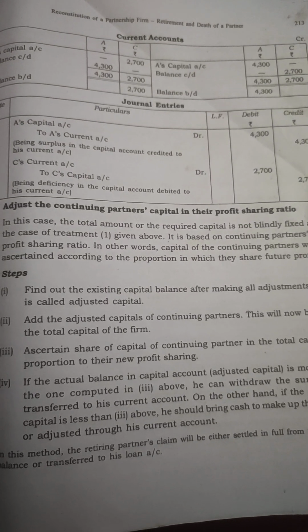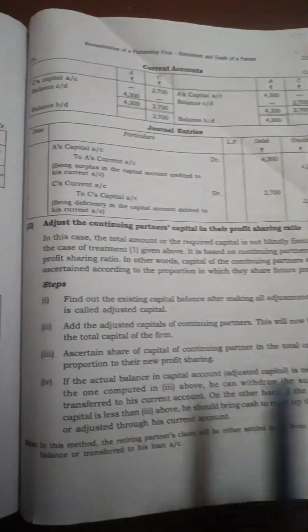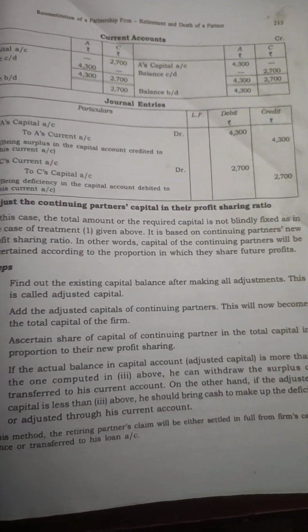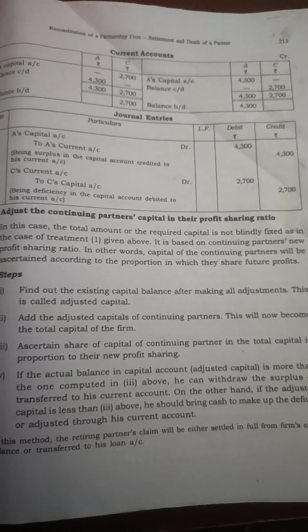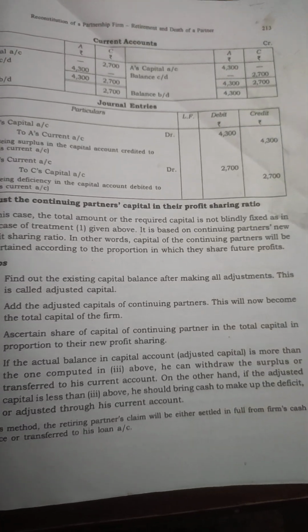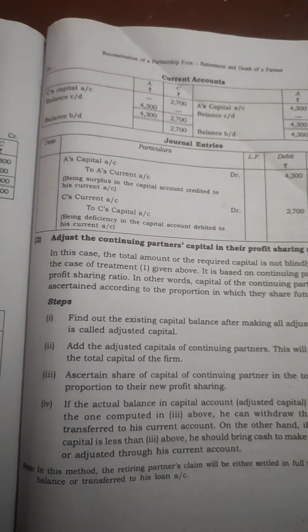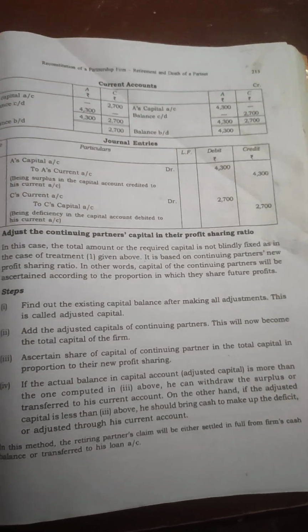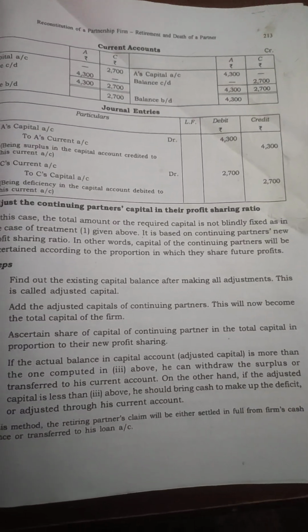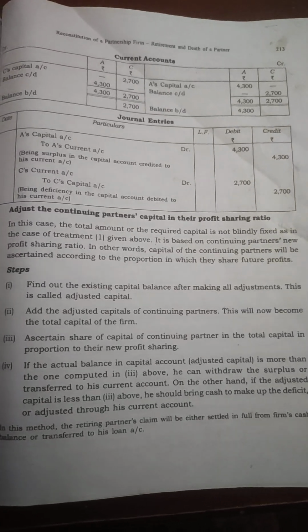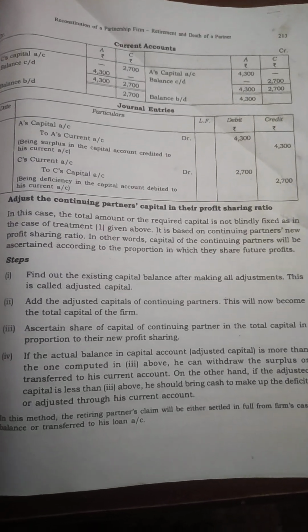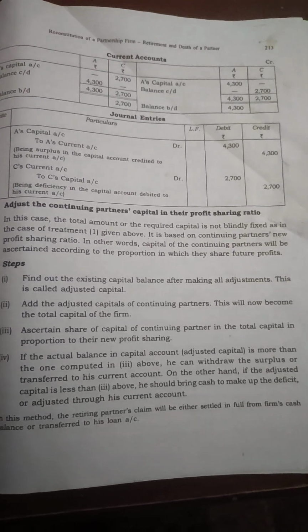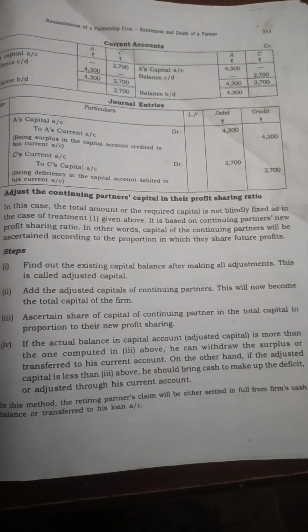Today's class is about adjusting the continuing partners' capital in the profit sharing ratio. In this case, the total amount or the required capital is not fixed as per our wish, as in the treatment we discussed in the earlier class. It is based on the continuing partners' new profit sharing ratio. In other words, the capital of the continuing partners will be ascertained according to the proportion in which they share the future profits in the new profit sharing ratio.